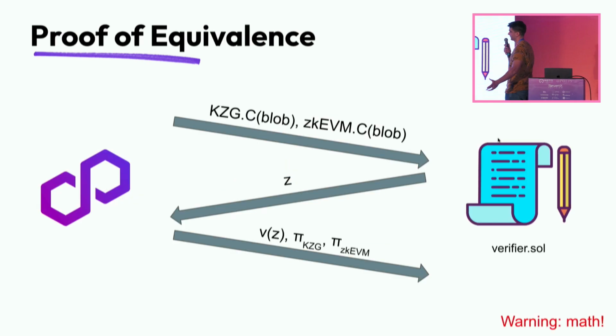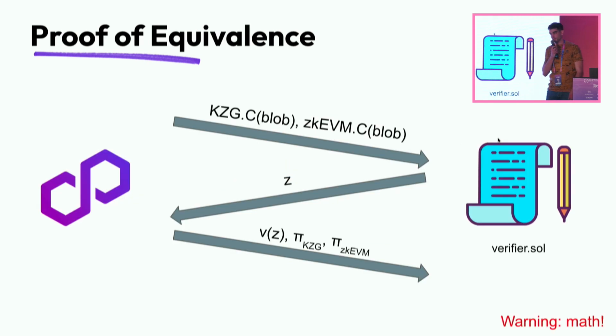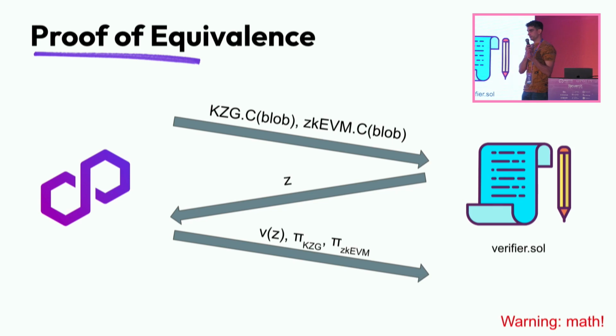Okay, and in particular, a trick is well known to fix this inconsistency, which is called the proof of equivalence protocol. Basically, the idea is to prove that what you have committed on-chain is the same as what you commit off-chain in L2. So basically, a prover sends to a verifier the two commitments.